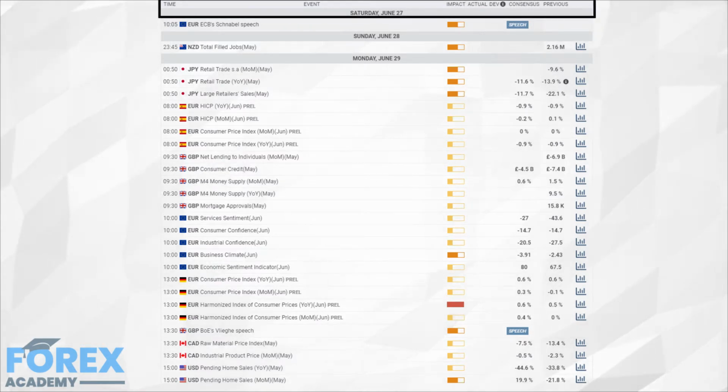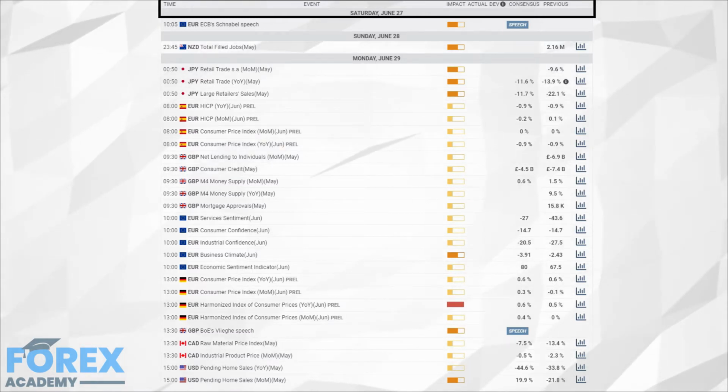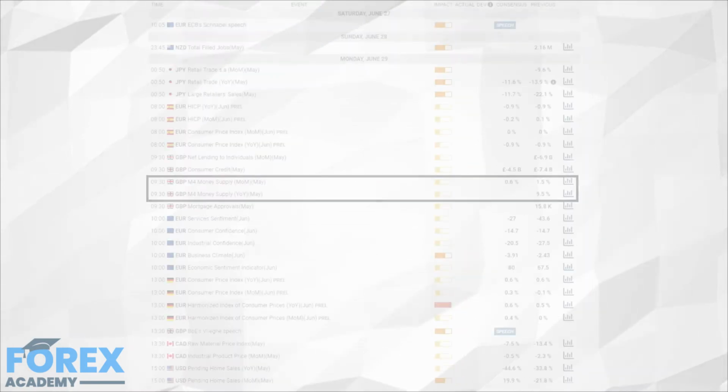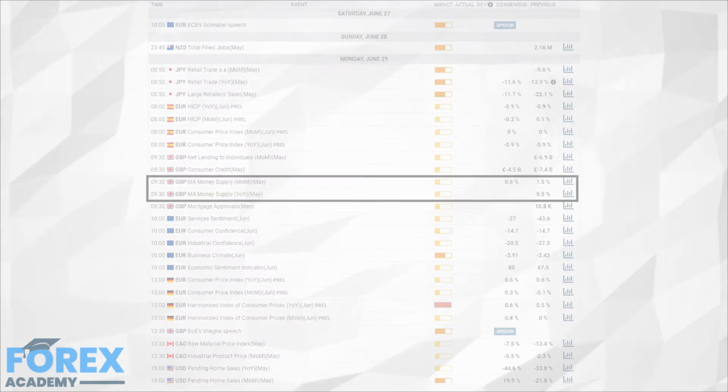The critical components of an economic calendar are the day, date and time, the actual event, the likely impact of the data, the actual data upon release, and the previous data for comparison, as well as the market consensus of what the likely figure will be. Here we can see that on Monday, June the 29th at 9:30 BST, Great Britain will release the M4 money supply data for May and also the year-on-year update, where the economic impact is considered to be low.